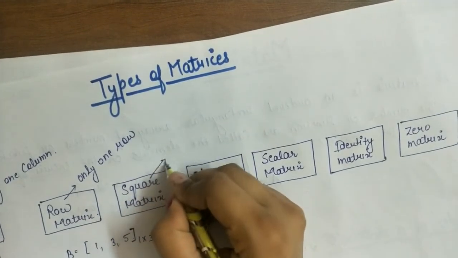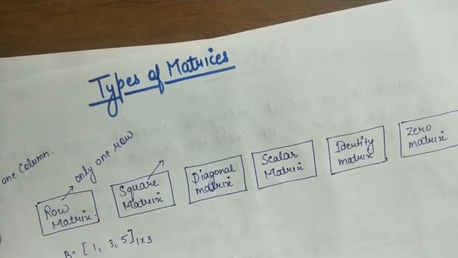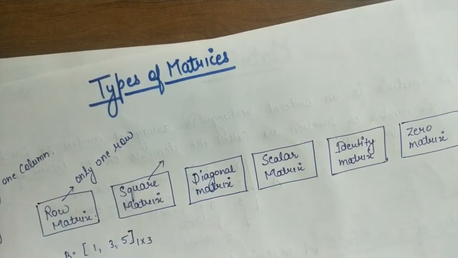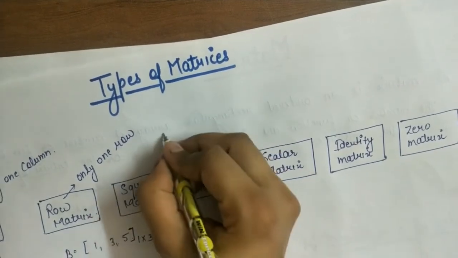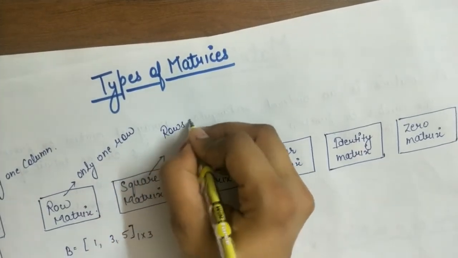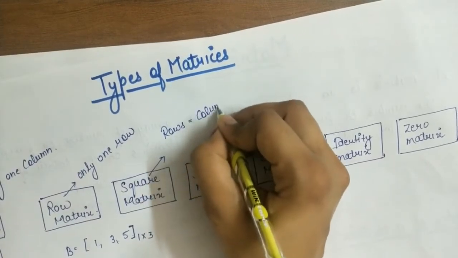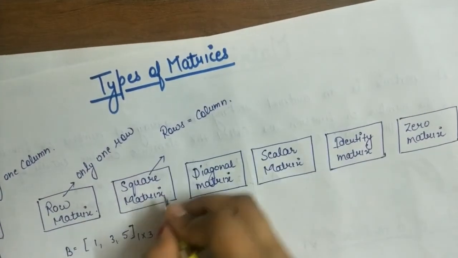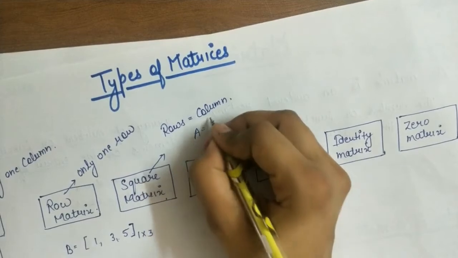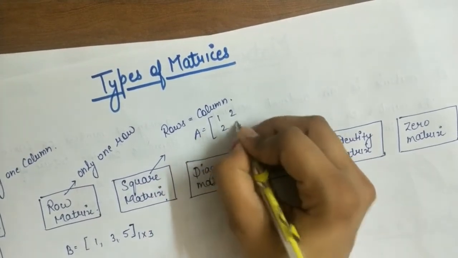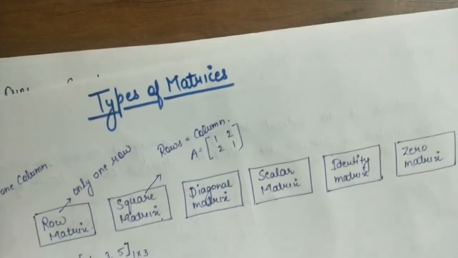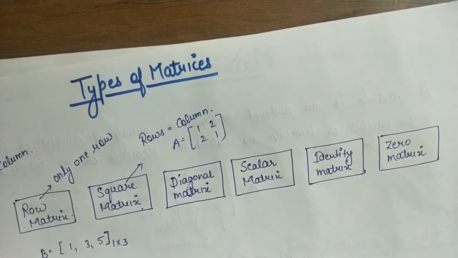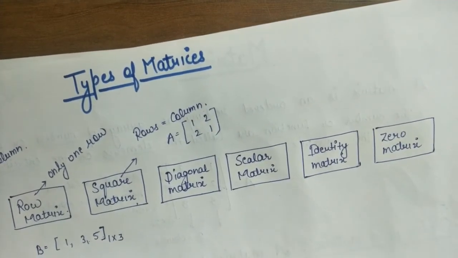Square matrix. A matrix is said to be a square matrix if it has equal columns and rows, the same number of rows and columns. Rows is equal to columns. For example, a matrix A, 1 2 2 1. This is a square matrix. Number of rows and number of columns are equal.